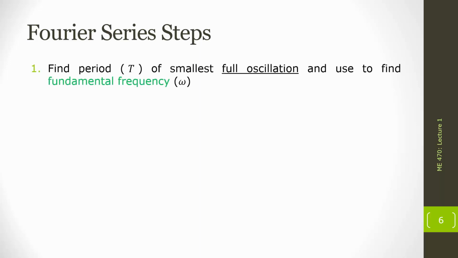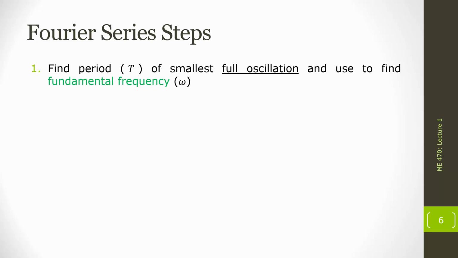So we're going to take that original function. If it's periodic, what we want to do is find the period of the smallest full oscillation, and that is what we're going to use to find the fundamental frequency. Now, we could take 2 periods or 3 periods, and we're still going to end up with the same results, but I think it's easier if we find that smallest period that keeps repeating itself and focus in on that.